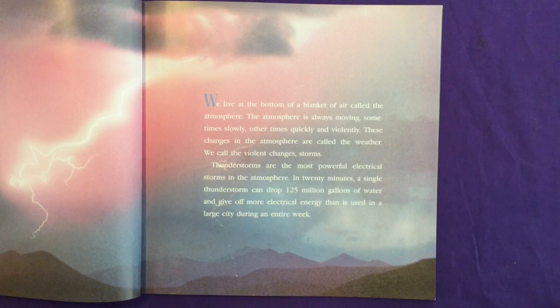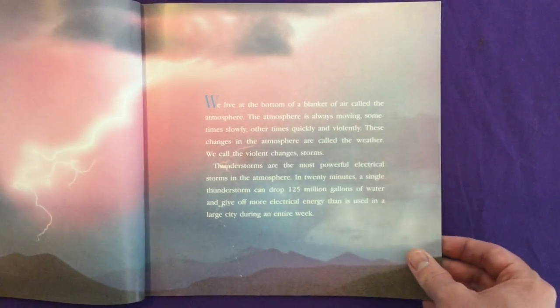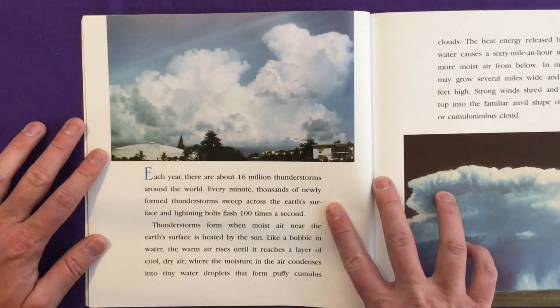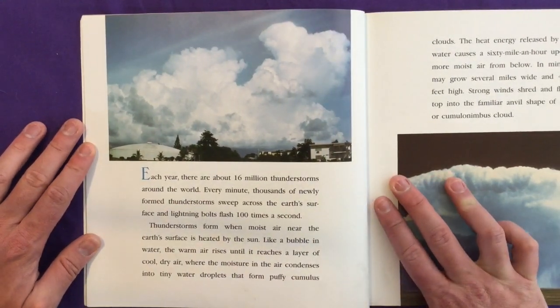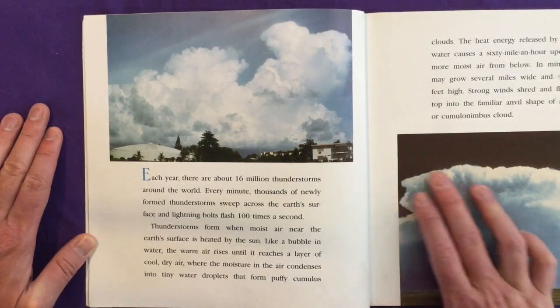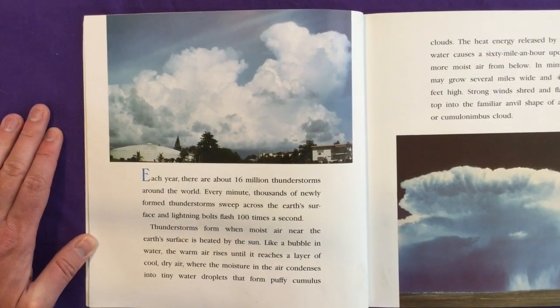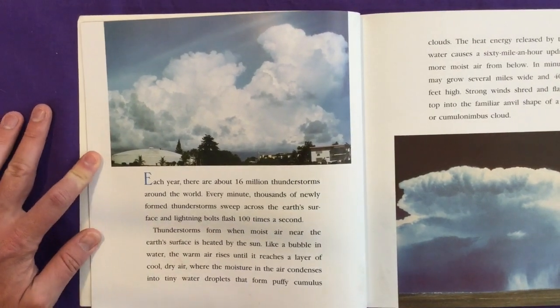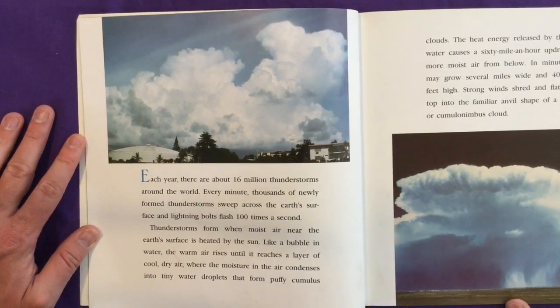In 20 minutes, a single thunderstorm can drop 125 million gallons of water and give off more electrical energy than is used in a large city during an entire week. Each year, there are about 16 million thunderstorms around the world. Every minute, thousands of newly formed thunderstorms sweep across the Earth's surface, and lightning bolts flash 100 times a second.